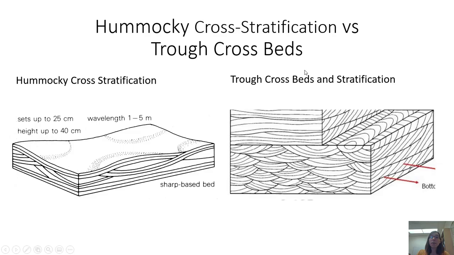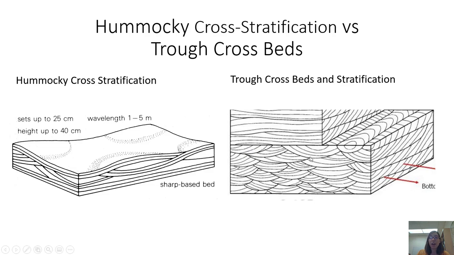I want you to also compare this to trough crossbeds, which we've spoken about before. Here again is our diagram on the left of hummocky cross-stratification, where you can see this lens-shaped structure. We have concave up and concave down laminae. This is in contrast to trough crossbeds in stratification, where all of the structures are concave up. They're all facing toward the surface.